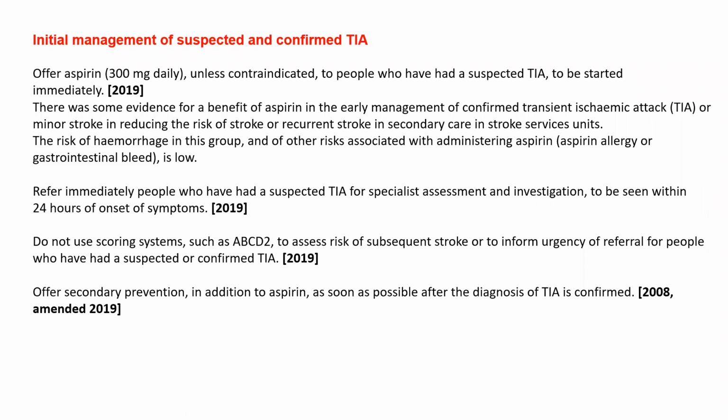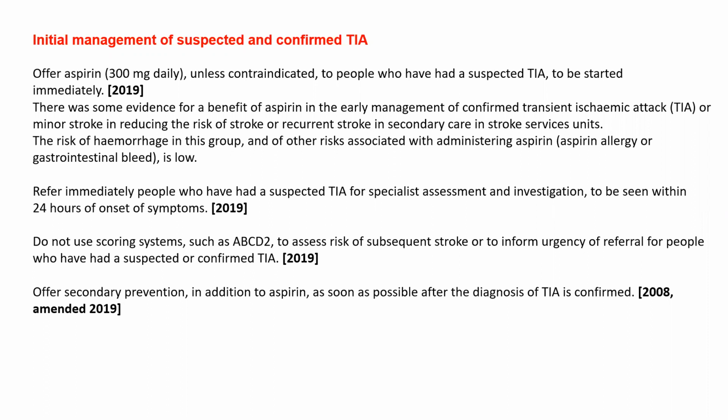Now, what do I give the patient? I will offer the patient aspirin 300 milligram daily unless contraindicated. So any patient I suspect has TIA, I should offer the first step, 300 milligram immediately. We know the benefit of aspirin, if given within 48 hours after symptoms of TIA or ischemic stroke, is that it can decrease the risk of a stroke or recurrent stroke in secondary care.